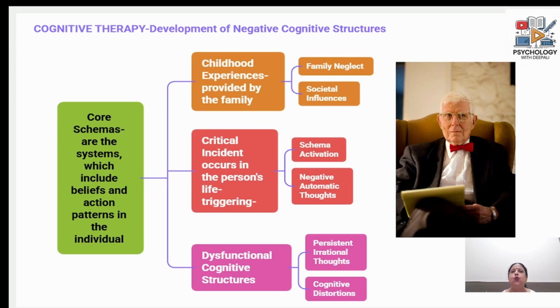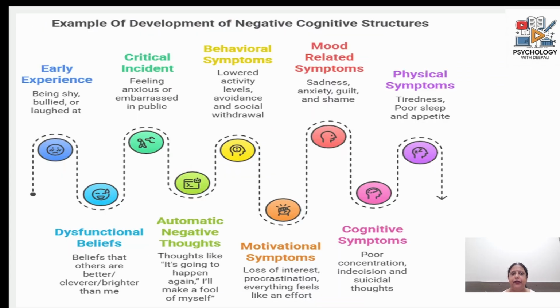And this will lead to what Aaron Beck called negative automatic thoughts. So his term for a negative kind of belief system was negative automatic thoughts. And gradually, this leads to what he called dysfunctional cognitive structures, which means the person will keep on thinking about irrational thoughts persistently, again and again, repetitively. And he will also engage in what is called cognitive distortions, which means the way the person thinks is a distorted thinking pattern. So let us see an example.